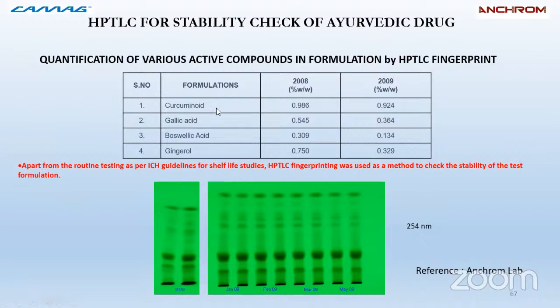If you have knowledge about its marker, you can develop the method for quantification. Here you can see that we had one formulation and we developed the method for the quantification of the same. Curcuminoid, gallic acid, boswellic acid, and gingerol was there in this formulation. In 2008, if you compare the values, when we have done the analysis after 1 year, you can see there is decrease in the amount. In 2008, it was present in 0.98%. In 2009, after 1 year, you can see decrease in percentage. That means it has started showing some degradation.